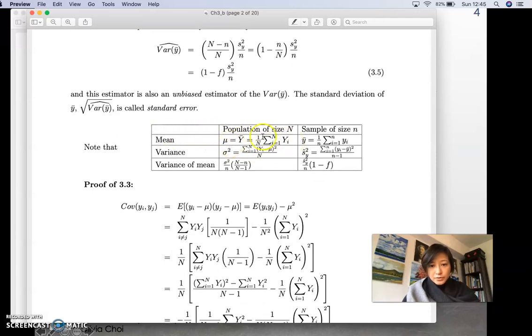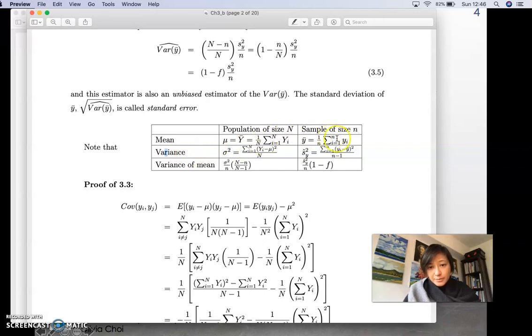So this is the table to summarize what's going on so far in the population and the sample. For the population, we have mu, or we use the notation capital Y bar. This is the true value of the mean. The variance of the population, the true value sigma squared, equals the sum of each squared distance of yi to the mean, divided by N. So this is the population of size N, with the mean and the variance.